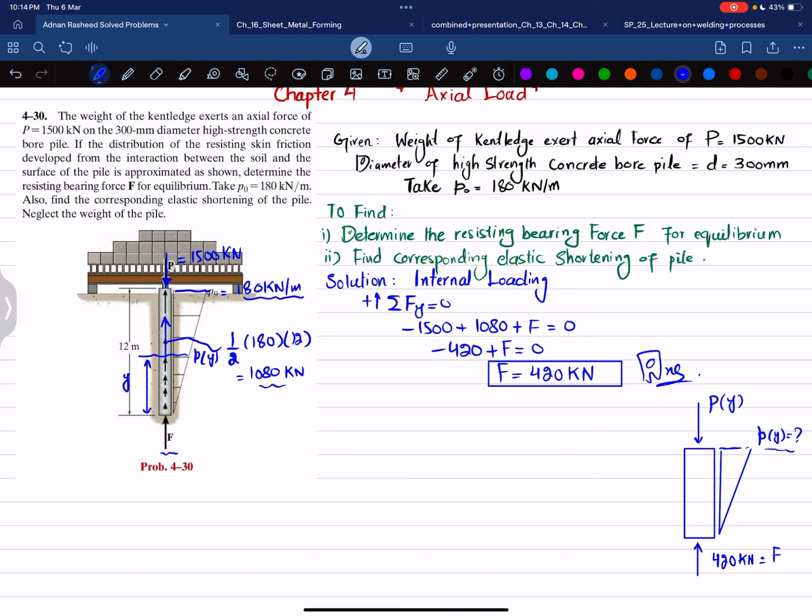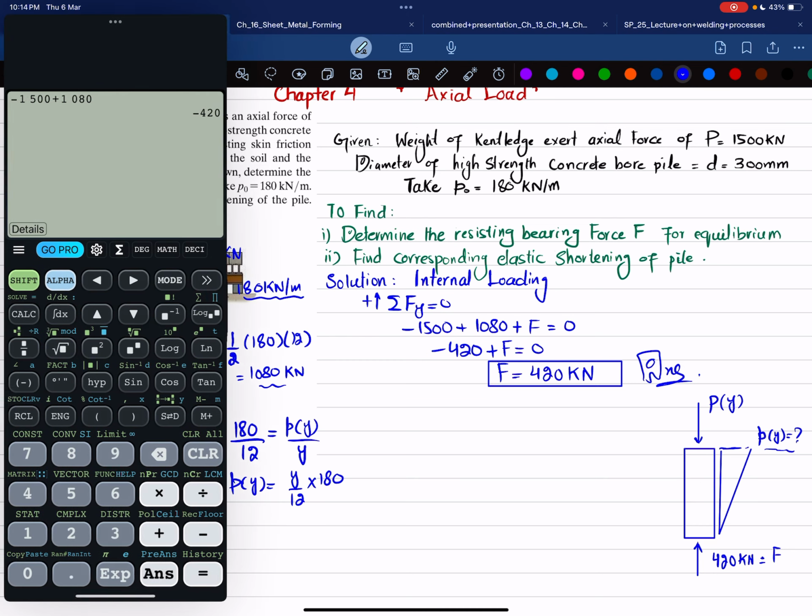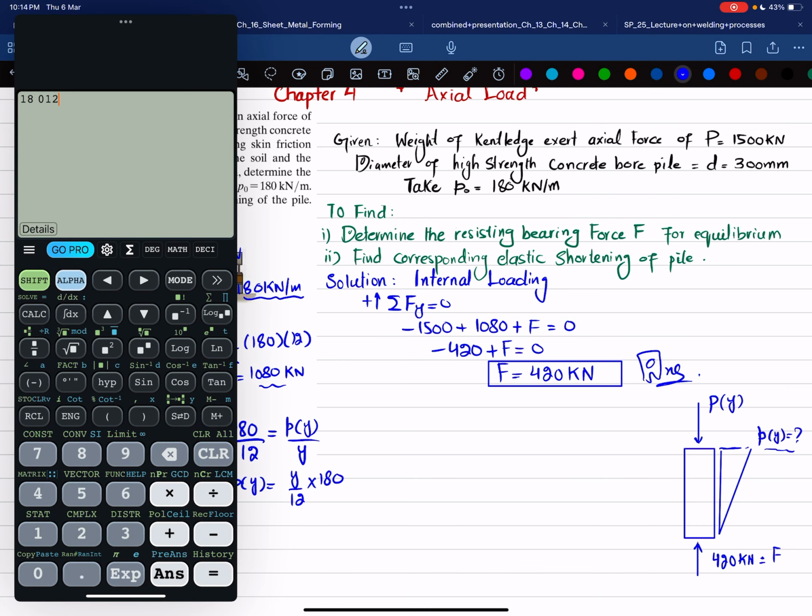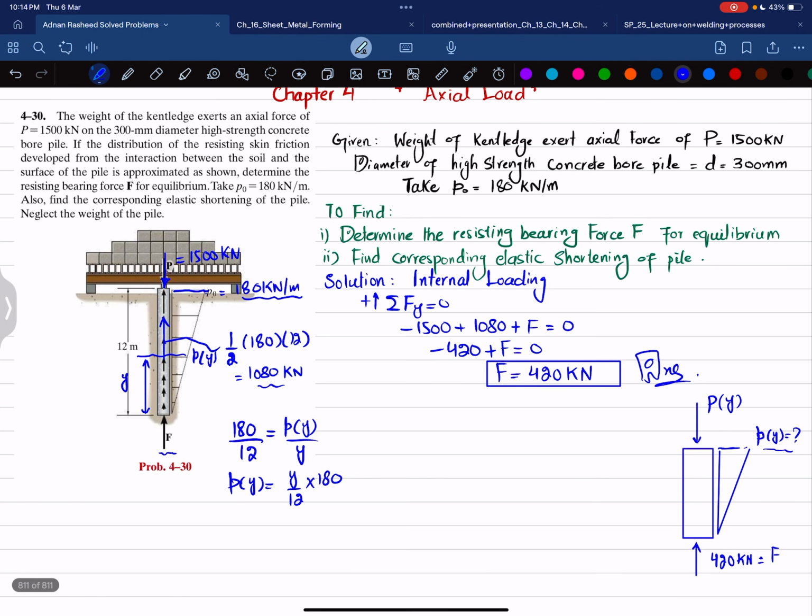So 180 divided by this 12-meter length is equal to small p of y divided by this distance y. Here we get small p of y equal to y divided by 12 multiplied by 180. So 180 divided by 12 will give you 15. So that will be 15y. So small p of y is equal to 15y. Here I can write it as 15y.